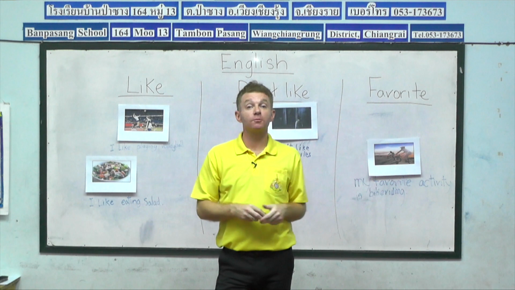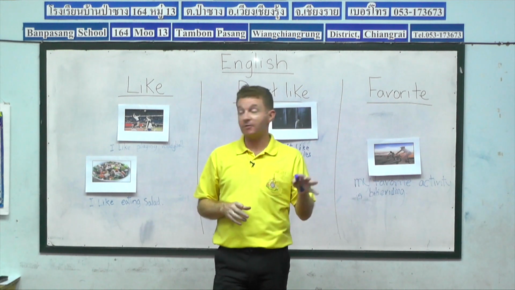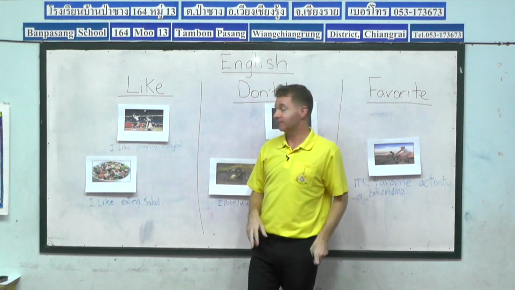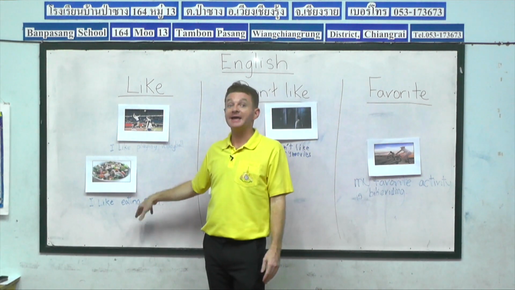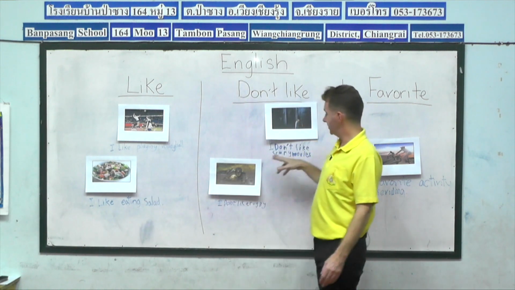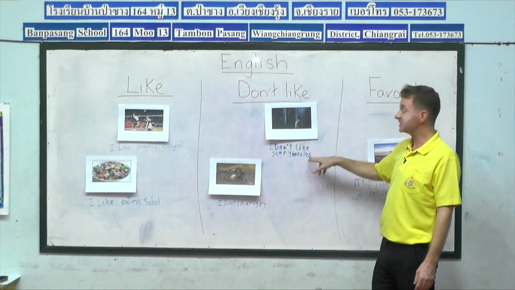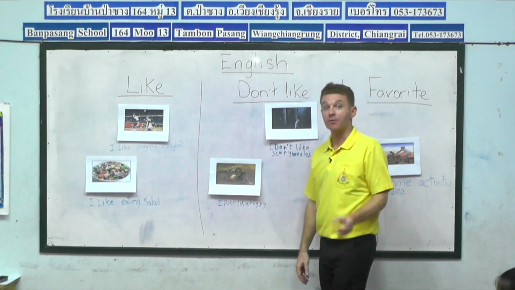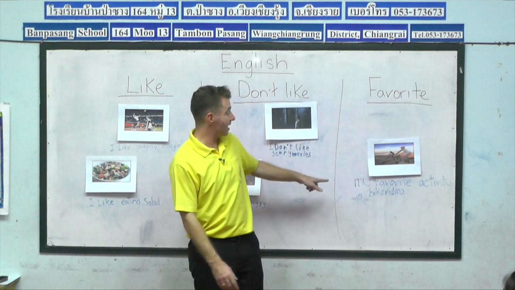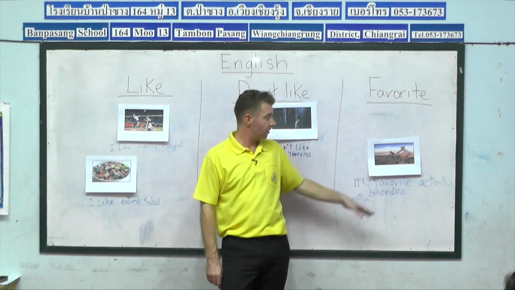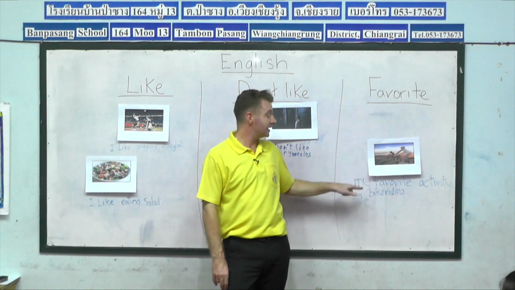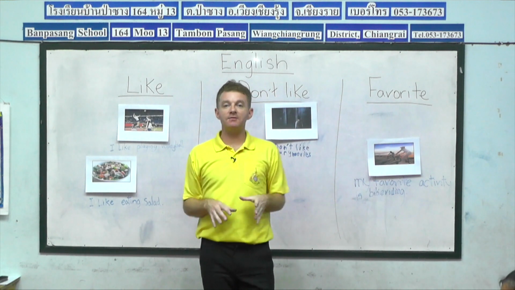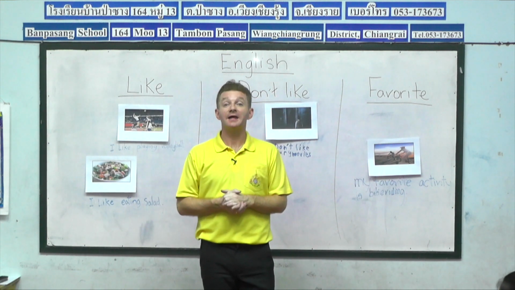So let's have a look at some of the examples that we've got on the board now. Ready, guys? I like playing volleyball. I like eating salad. I don't like scary movies. I don't like rugby. And then we have my favorite activity is bike riding. And that's how we use the three phrases to describe our preferences and dislikes.